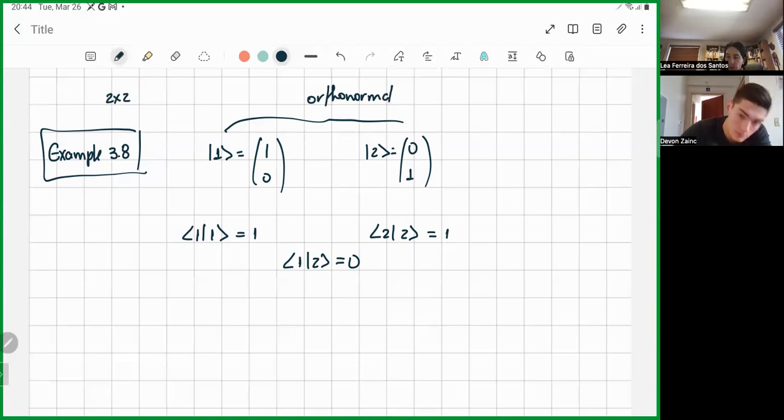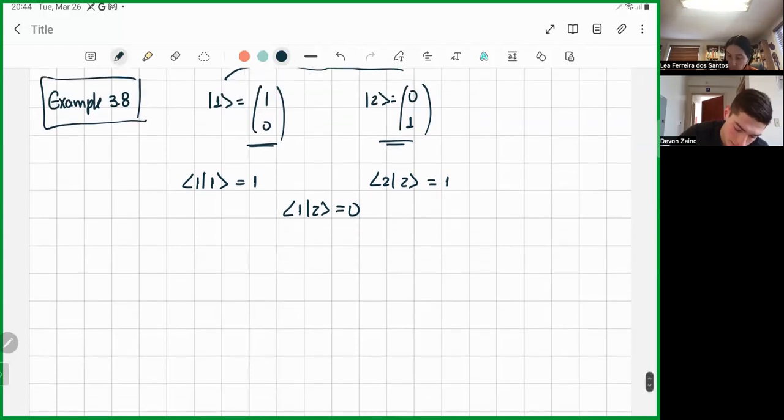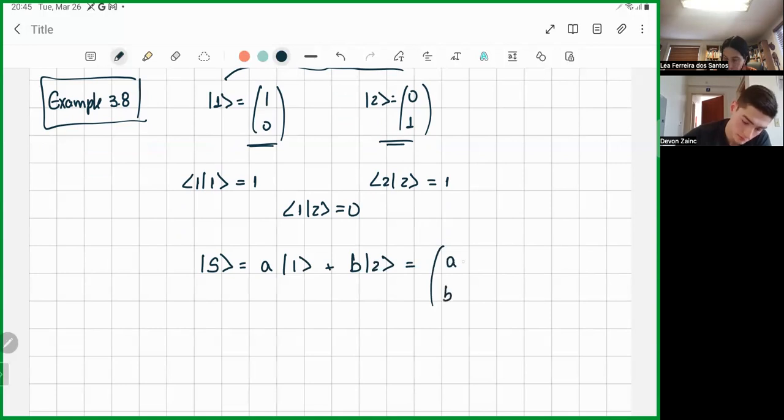Which means with these 2 choices that I made here, I can write any vector that I want. So let me pick some vector S. I can write it in terms of those 2 like this. So this is A, this is B. Any vector that you want in this 2-dimensional space can be written in terms of those guys. So they form a good basis.